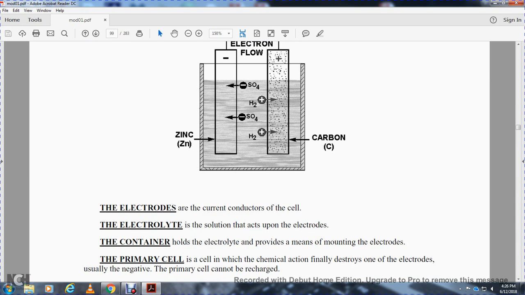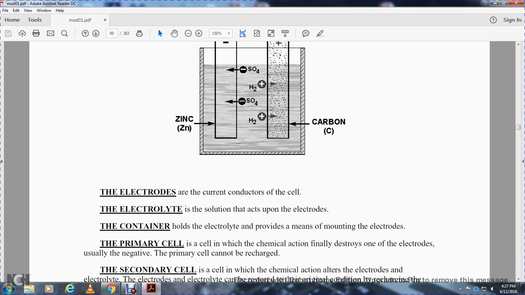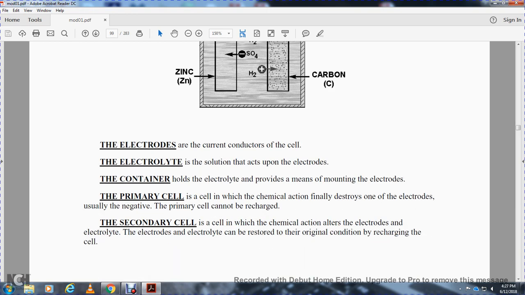The electrode is made of carbon, the current conductor for the cell. The electrolyte is the solution that acts upon the electrode. The container holds the electrolyte and provides the means for mounting the electrodes. In a primary cell, the chemical action eventually destroys the electrode. The negative electrode of a primary cell cannot be recharged.